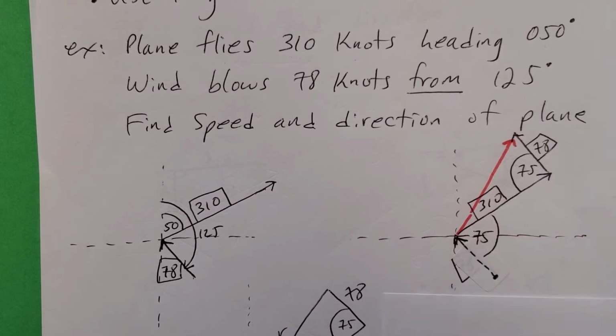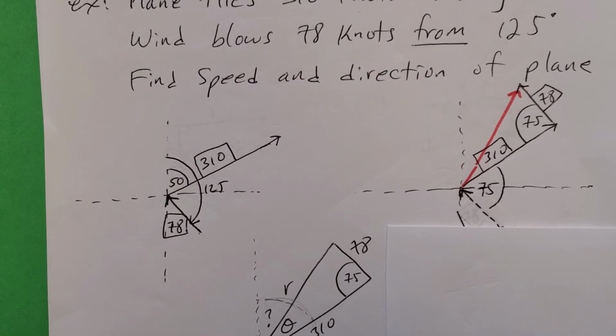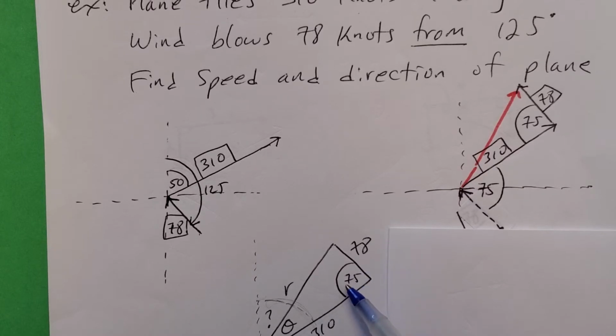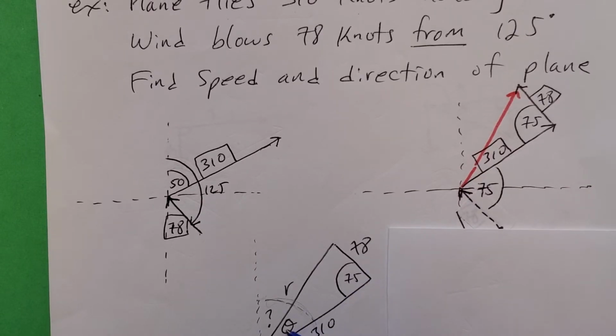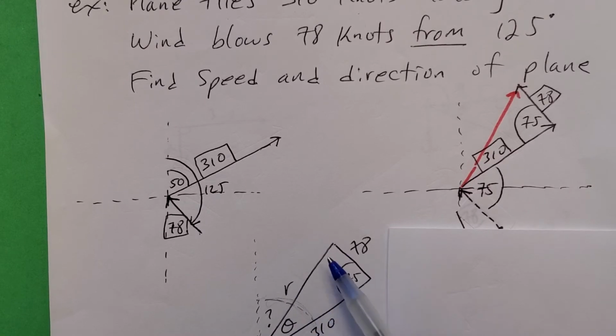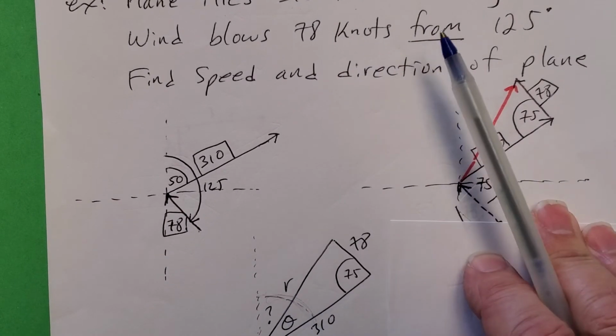Well, I redrew the triangle that we're talking about, right? So this is 310, this is 78, this is 75 degrees, and this angle we're going to need to find, the angle that's over here. Okay, so let's worry about this angle first. So I can't use the sine rule because I don't have an opposite angle and side, right? Missing something. So I can't use the sine, but I could use the cosine rule to find r, right?